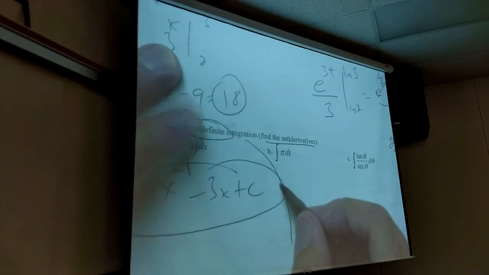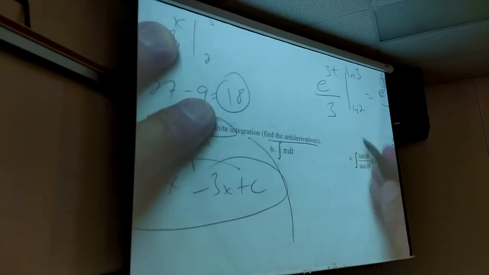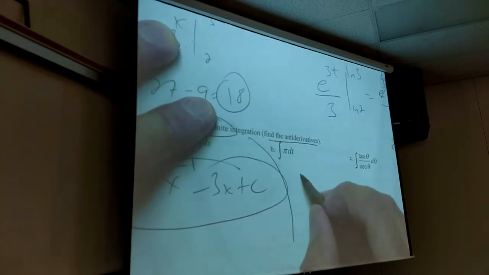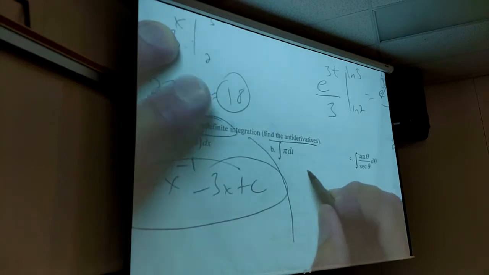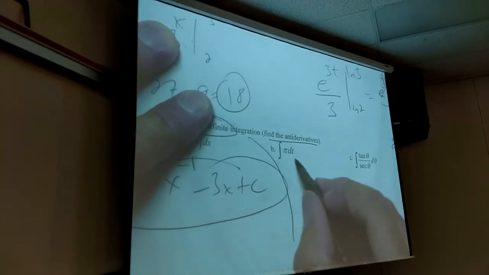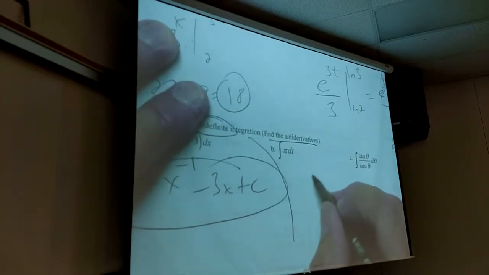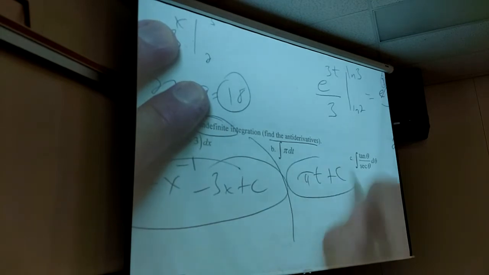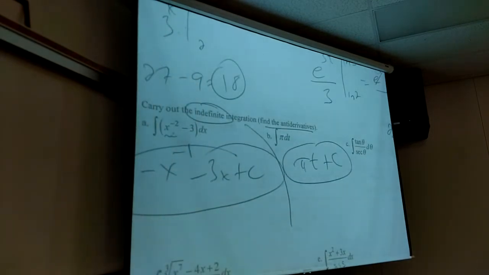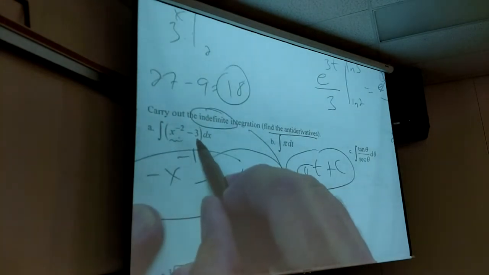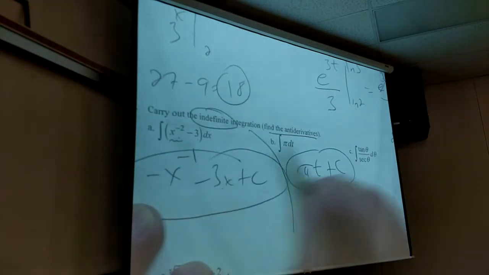It's not a trick. Pi is a constant, so what's the integral of pi dt? What would you differentiate to get pi with respect to t? Pi t. Plus c. So what's the integral of pi dw? Pi w plus c. Right? Same thing as the integral of negative 3 dx is negative 3x. Integral of pi dt is pi t.